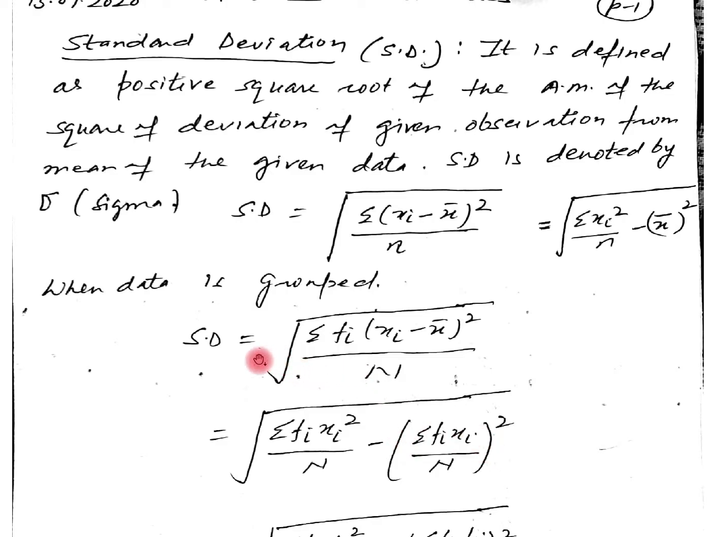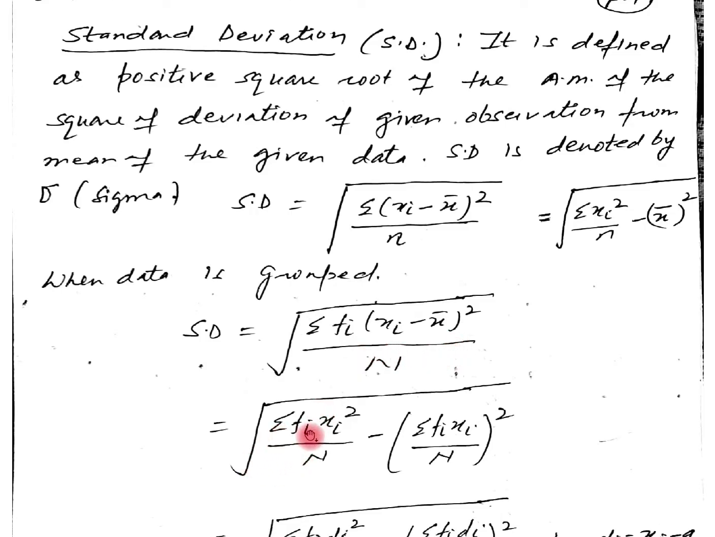Listen again. If the data is grouped, it means frequency is given. Therefore, the standard deviation is the positive square root of sigma fi into (xi minus x bar) whole square upon capital N. When we simplify this expression, we get the positive square root of sigma fi xi square upon n minus (sigma fi xi upon n) whole square.